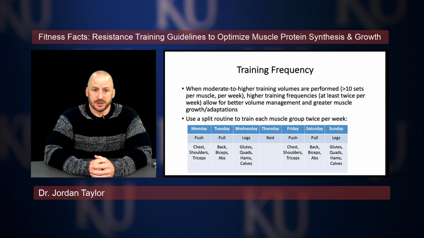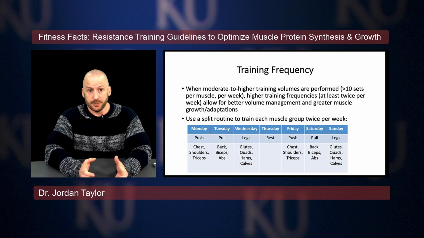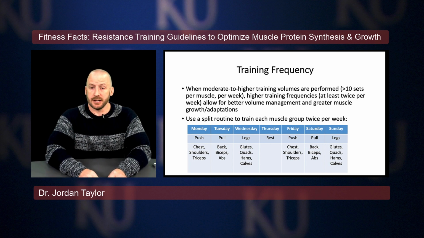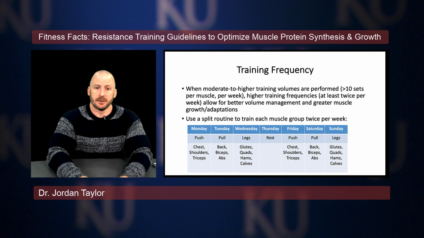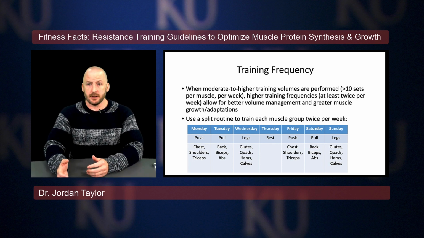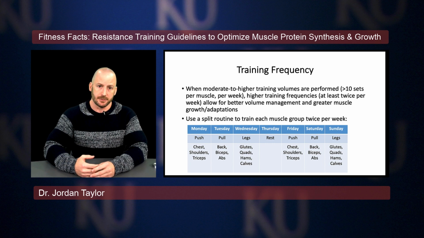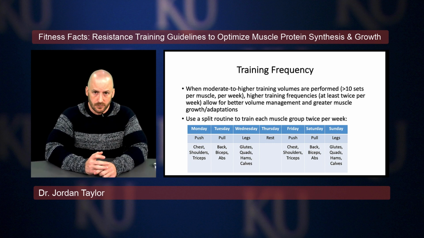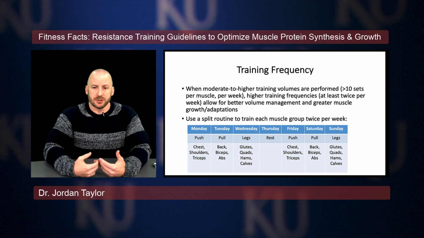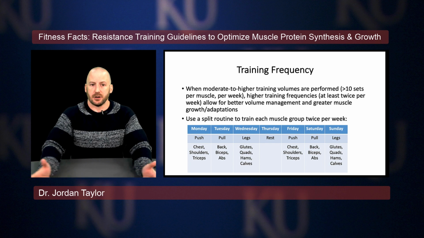So training frequency. When moderate to higher training volumes are performed, for example, greater than 10 sets per muscle per week, higher training frequencies, training each muscle group at least twice per week, is going to allow for better volume management and greater muscle growth and adaptations over time. So when you're doing a higher volume of training for each muscle group each week, you need to spread that volume out across the week.